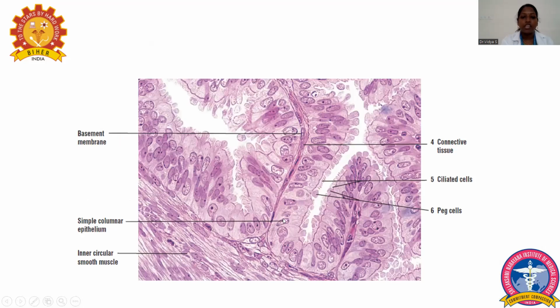This shows the epithelium of the uterine tube, the simple columnar epithelium. You can see the basement membrane and the different types of cells. The ciliated cells, see, there are ciliated cells. They have cilia. But next to that, you have a non-ciliated secretory cell, nothing but the PEG cells.